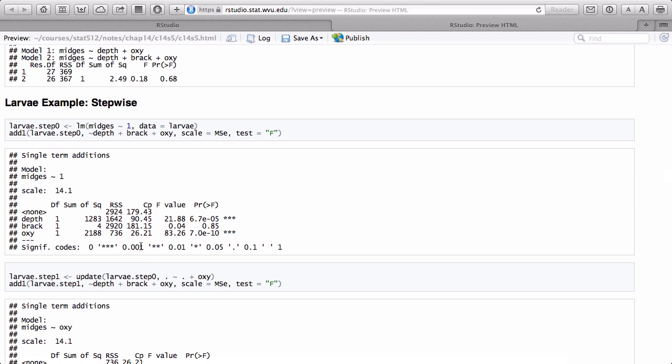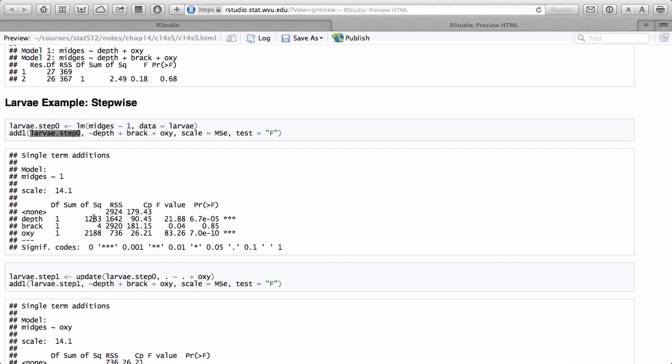Now, what about stepwise? Here we start with the null model. So I'm going to call larva.step0 just midges tilde 1. That 1 means I'm only going to fit the intercept. And then I'm going to say add1. I'm going to start with the null model, this model, and I'm going to look at adding from these possibilities. And so when I do add1, now this is an add1, not a drop1. So it's starting with the null model.